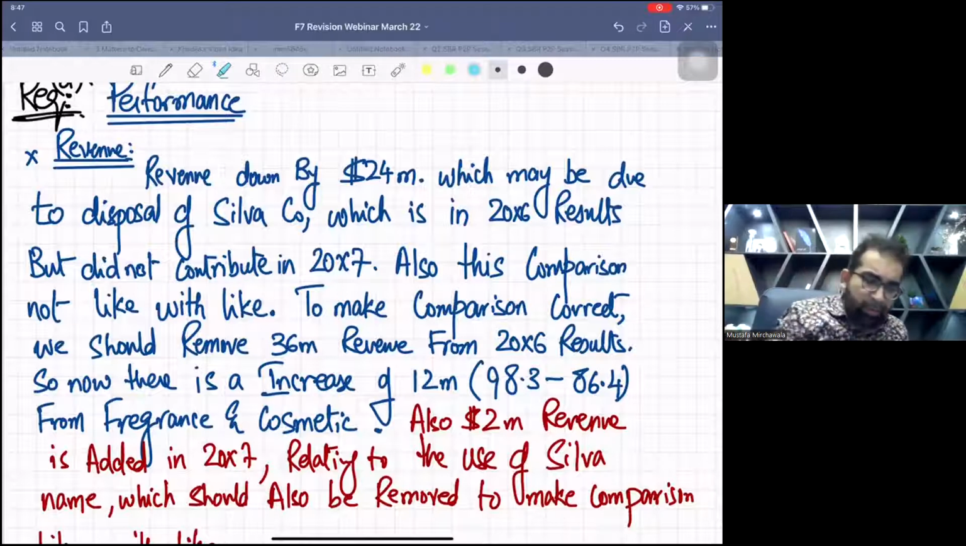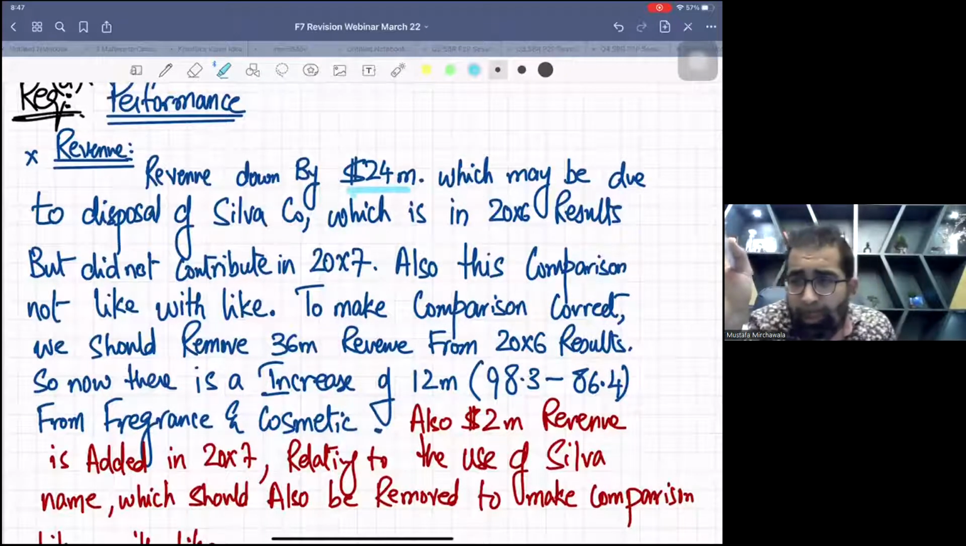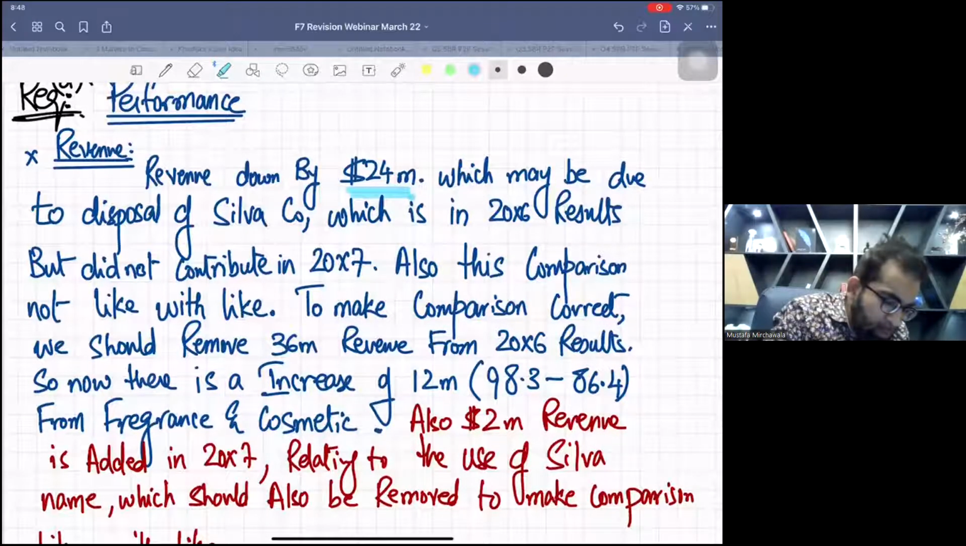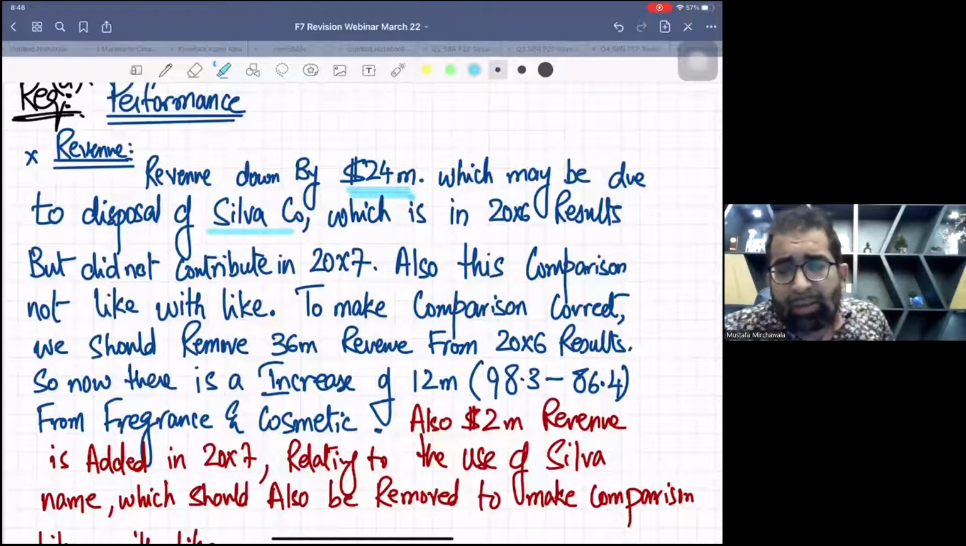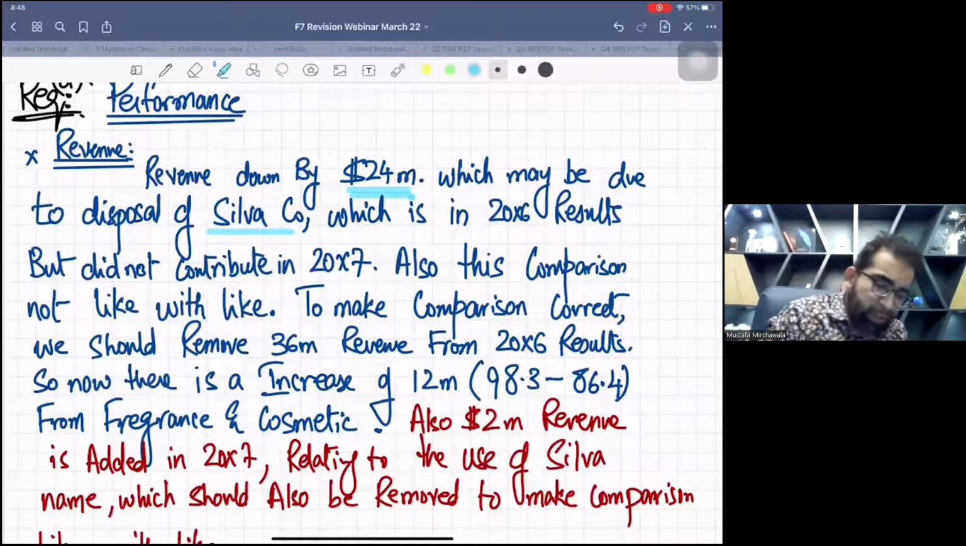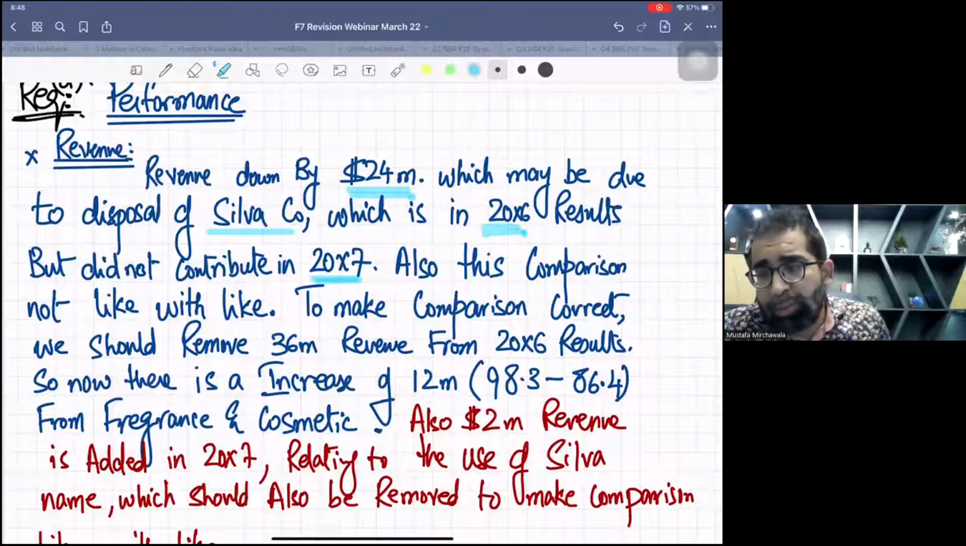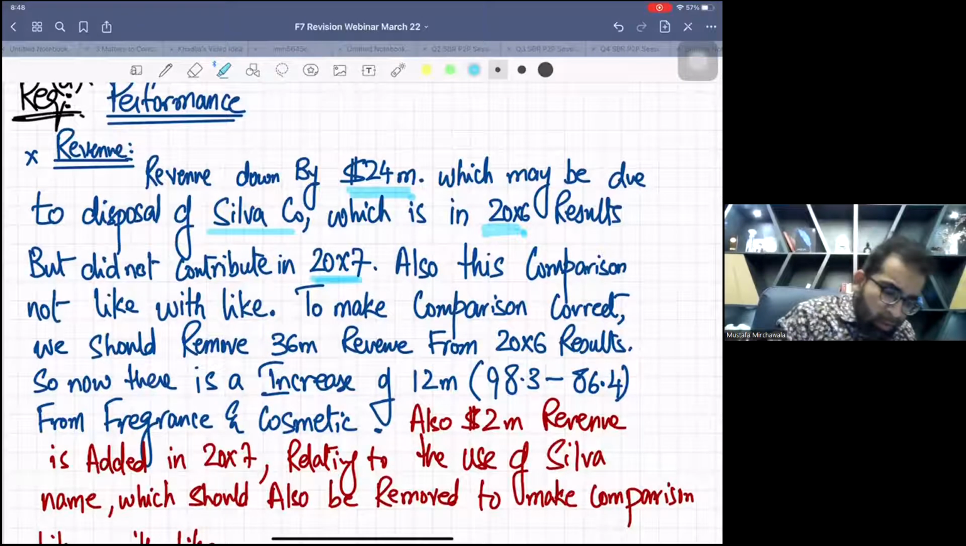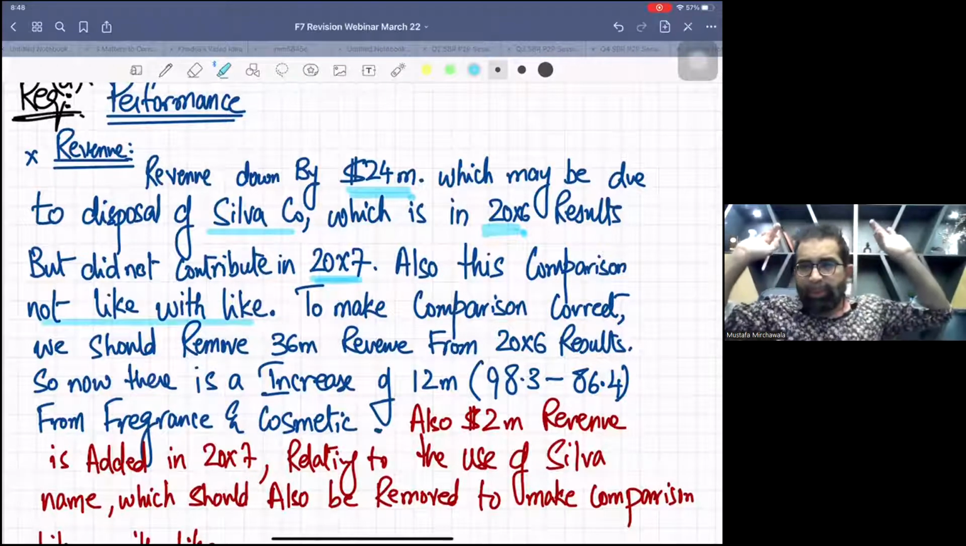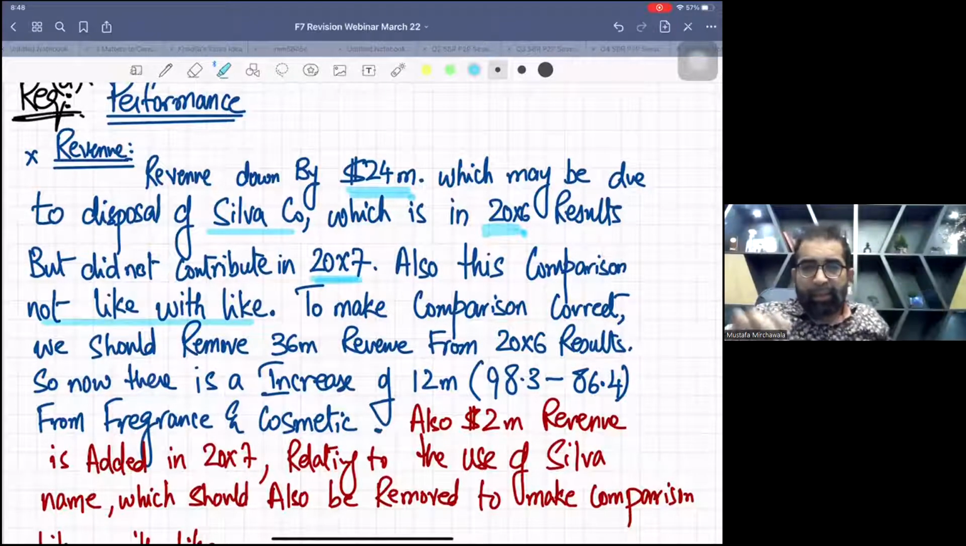Now, revenue is down, in simple words, by 24 million. Hope you remember the first shot, which may be due to the disposal of Silva. Previously this Silva was with us. Now it's not with us. So the drop is natural, as it was in the 2006 results but did not contribute in 2007. Silva was part of the group in 2006, not in 2007. So this drop was natural, obviously. Also, this comparison is not like with like. See, immediately you pointed out the major thing.